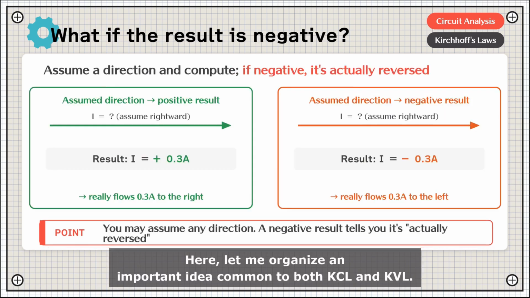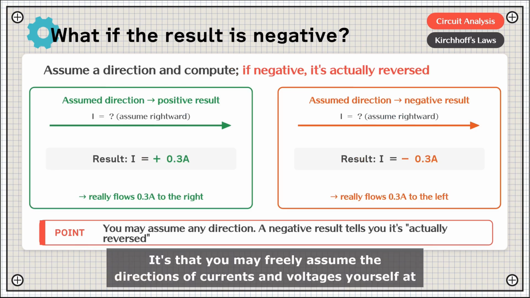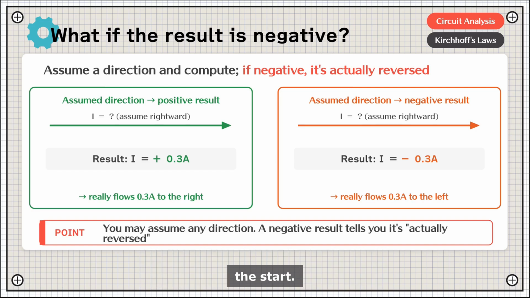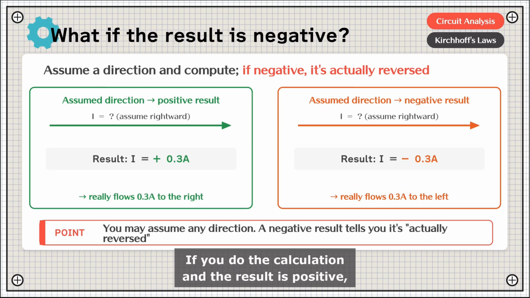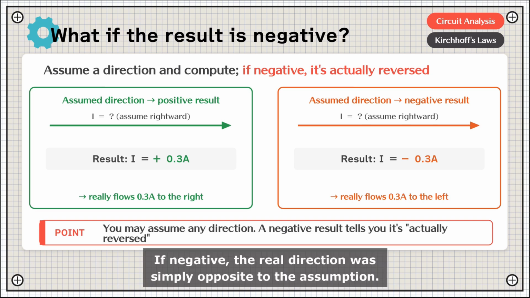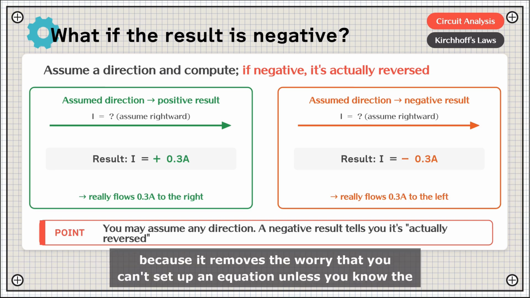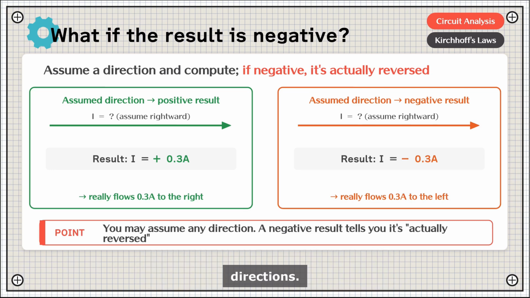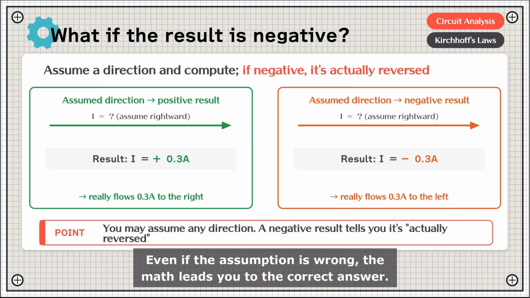Here, let me organize an important idea common to both KCL and KVL. It's that you may freely assume the directions of currents and voltages yourself at the start. If you do the calculation and the result is positive, the assumed direction was correct. If negative, the real direction was simply opposite to the assumption. This is very important because it removes the worry that you can't set up an equation unless you know the directions. Even if the assumption is wrong, the math leads you to the correct answer.